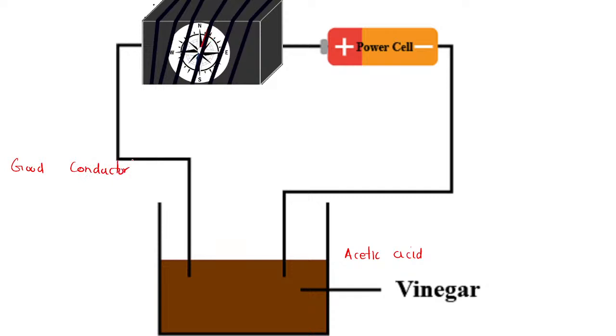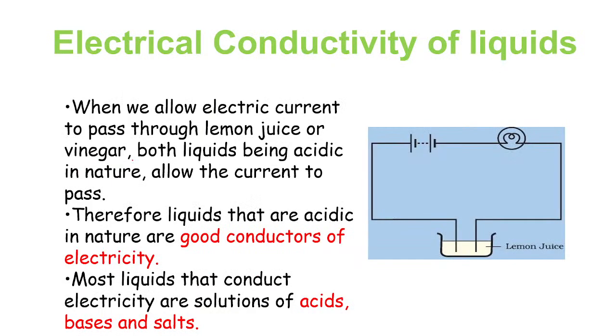So this test we have done to check whether the given liquid is a good conductor or a poor conductor. We have seen vinegar, lemon juice and tap water. All these three are good conductors, whereas sugar is a poor conductor of electricity. So here comes the reason. Let us summarize what I have already told you. On the electrical conductivity of liquids: certain liquids allow electric current to pass through them whereas certain do not allow.